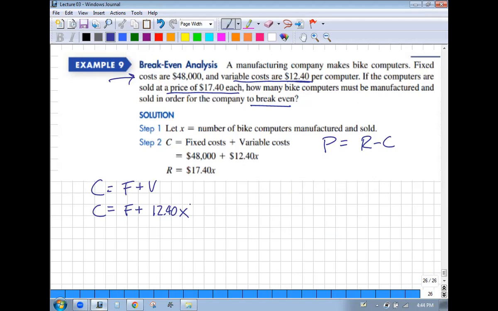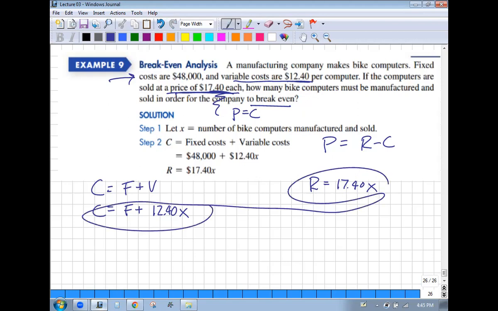So we need an expression for our cost and an expression for our revenue, and then we want to set them equal to one another. Our revenue is simply the 1740 that we charge for each one times the number that we sell. The cost is 1240 per item plus the fixed cost, like building the manufacturing plant or the materials. And here's your revenue, the sales price times the number. So we need to set these two equal to one another and then solve.